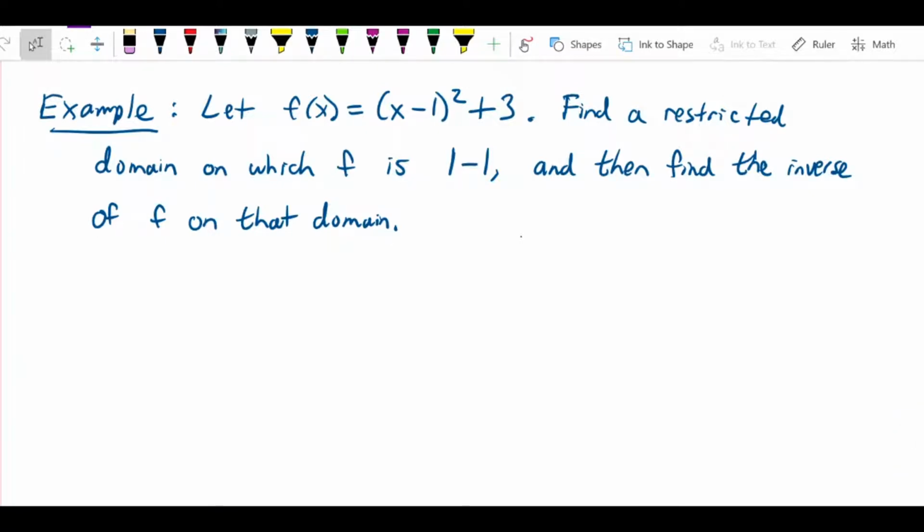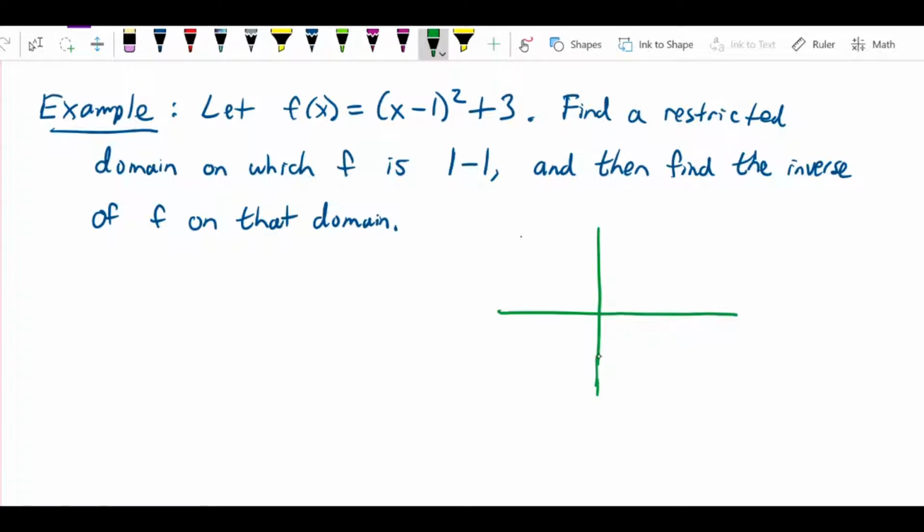I want to do just one more restricted domain example. And this one doesn't involve trigonometry, but it's instructive nevertheless. So let's let f(x) equal (x − 1)² + 3. We want to find a restricted domain on which f is one-to-one, and then find the inverse of f on that domain. So first of all, let's convince ourselves that this function isn't already one-to-one.